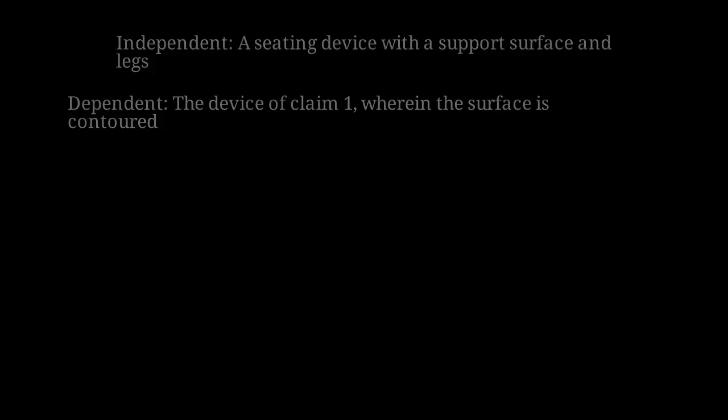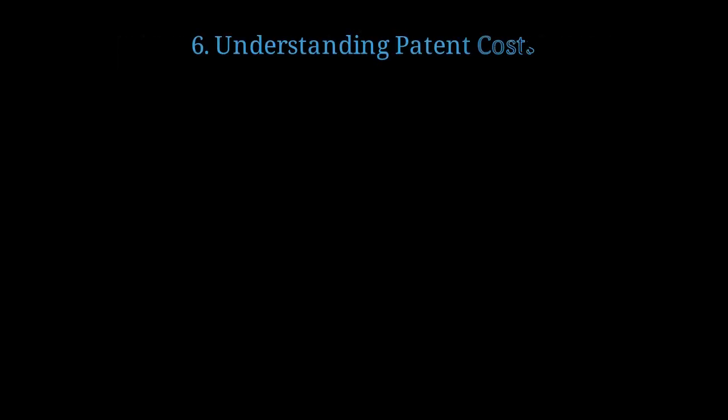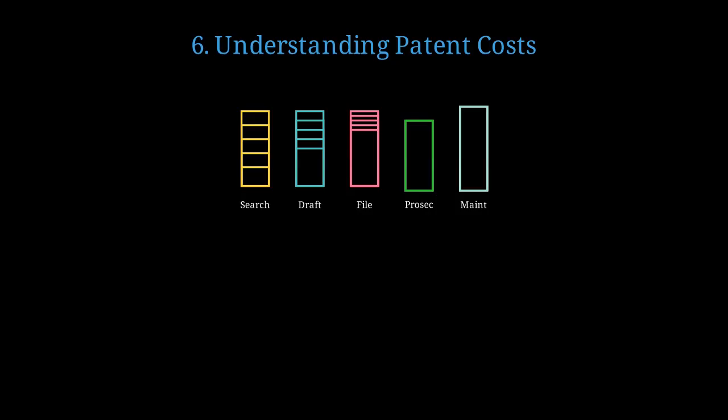Let's discuss the financial investment required for patent protection. Patent costs accumulate across 5 stages: prior art search, drafting, filing, prosecution, and maintenance fees over the patent lifetime. USPTO filing fees range from $300 to $800, depending on entity size and application type. Attorney fees for drafting and filing typically range from $8,000 to $15,000 for a utility patent.